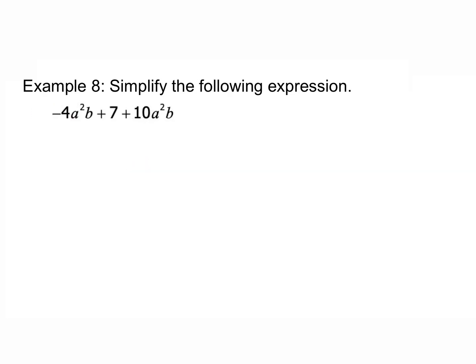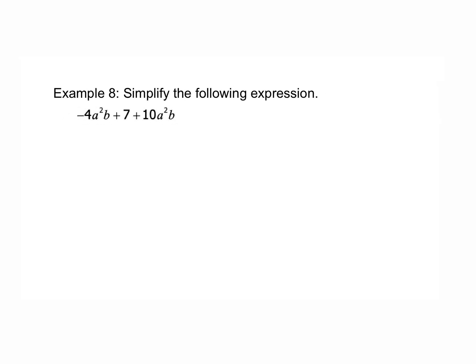Here we have to simplify this expression. Even though these variables look like this, these are still variables. They're just products of variables. And because they're the exact same variables being multiplied together, you can combine this. So negative 4 plus 10 is 6. So it's a squared b plus 7.